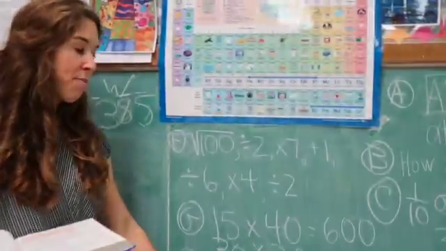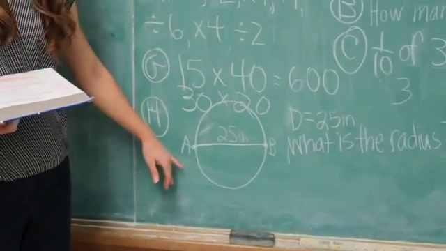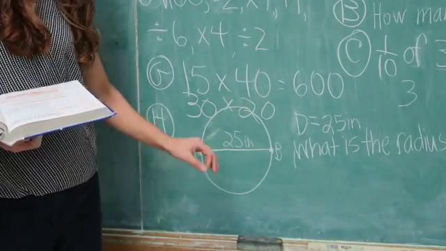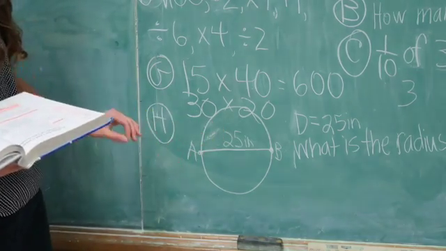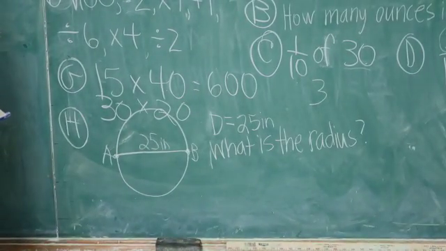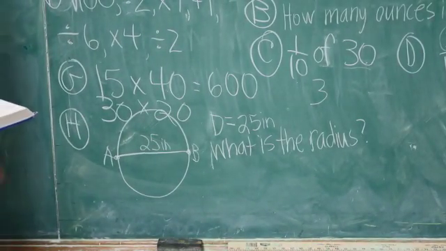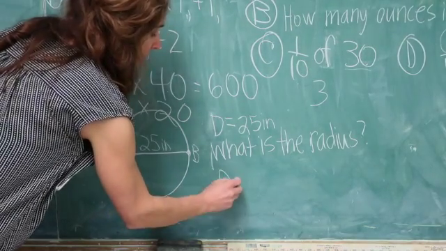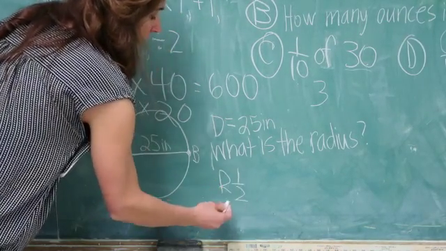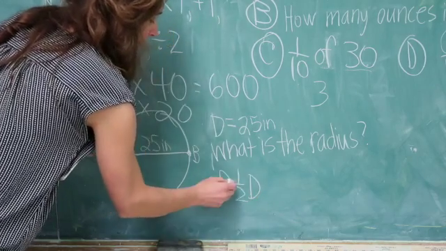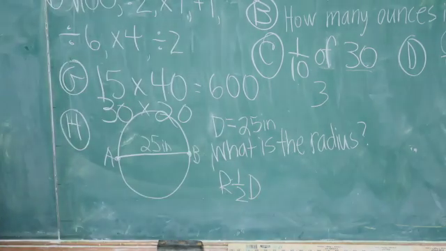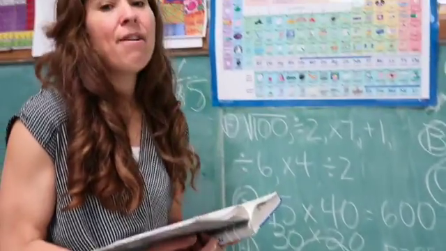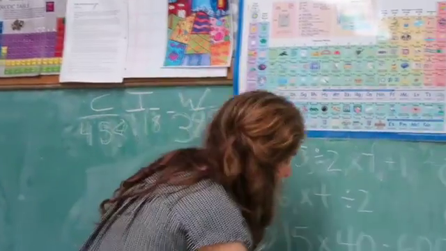Last mental math problem for the day. We've got a circle here with a diameter of 25 inches. What is the radius of this circle? Well, you should know that the radius is half of the diameter. So what is half of 25? If you said 12.5 inches, you are correct.